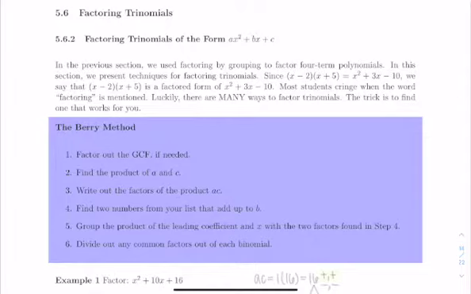Since x minus 2 times x plus 5 equals x squared plus 3x minus 10, we say that x minus 2 times x plus 5 is the factored form of x squared plus 3x minus 10. Most students cringe when the word factoring is mentioned. Luckily, there are many ways to factor trinomials. The trick is to find one that works for you.